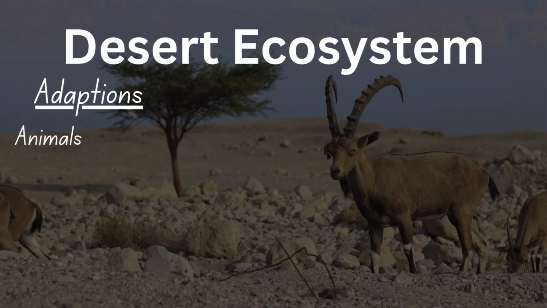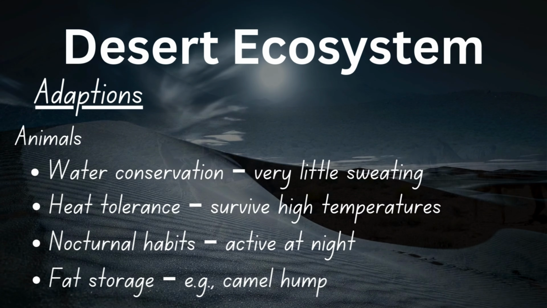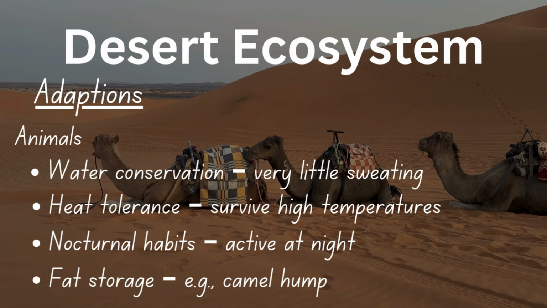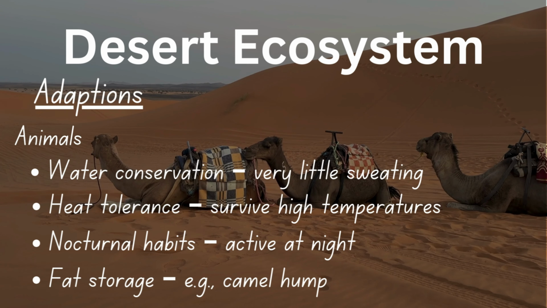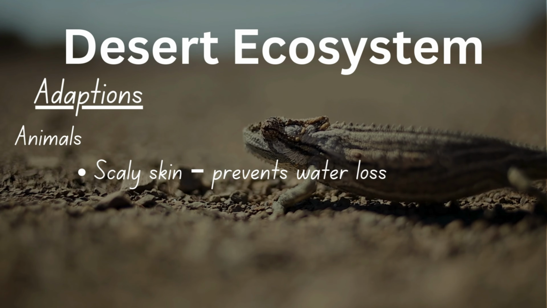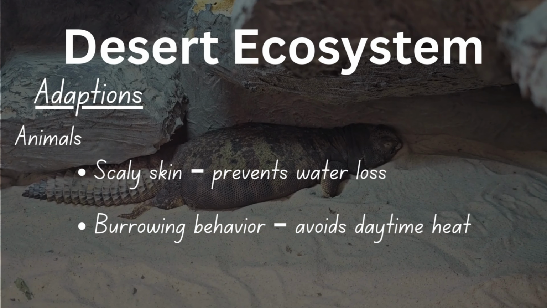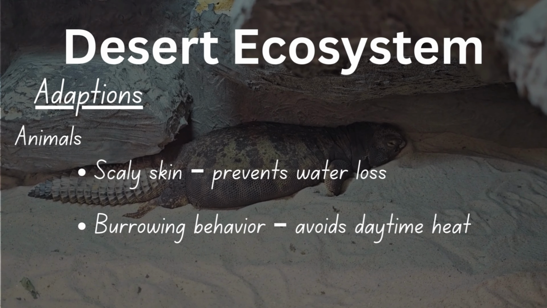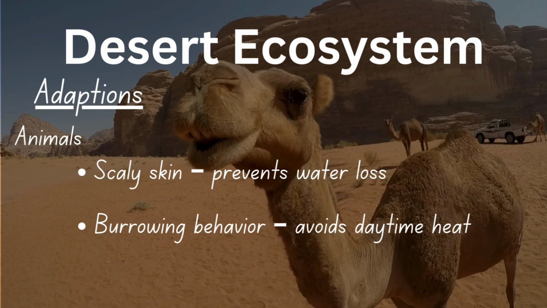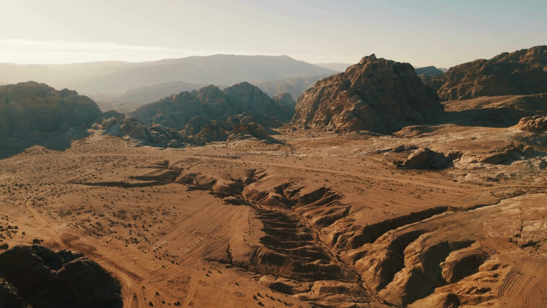Animals are just as impressive. They conserve water by sweating very little, they tolerate high temperatures, and most of them are active at night to avoid the scorching daytime heat. Camels even store fat in their humps to use as energy when food and water are scarce. Reptiles take it a step further. Their scaly skin prevents water from escaping, and many of them spend the hottest part of the day hidden underground. All these adaptations show how life doesn't just survive in the desert, it evolves to thrive in some of the toughest conditions on Earth. And that wraps up our look at the grassland, forest, and desert ecosystems.